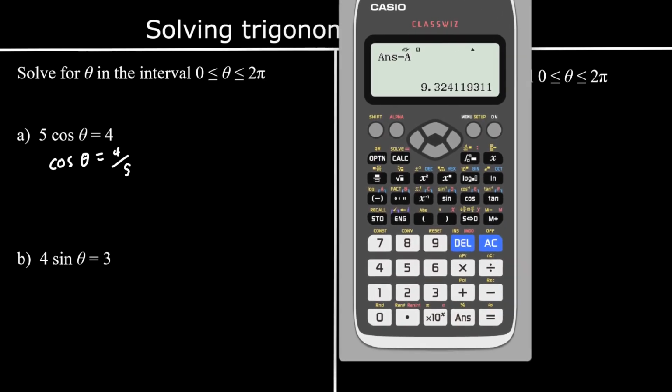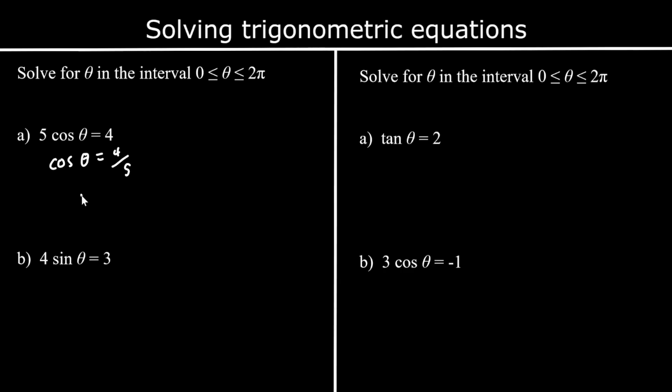We need to make sure our calculator is in radians. This one already is, but if it's not, we go to the setup, angle unit, and make sure it's in radians. Then we want to shift cos, our 4/5. And the calculator will give us our first answer, which is 0.644. So theta equals 0.644 radians.